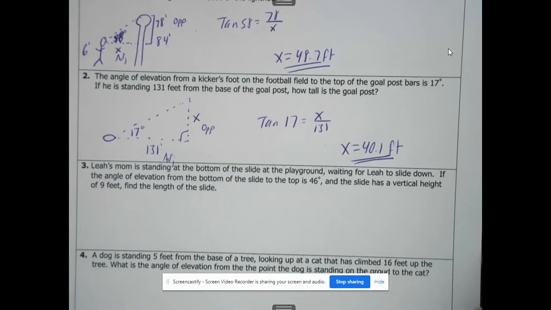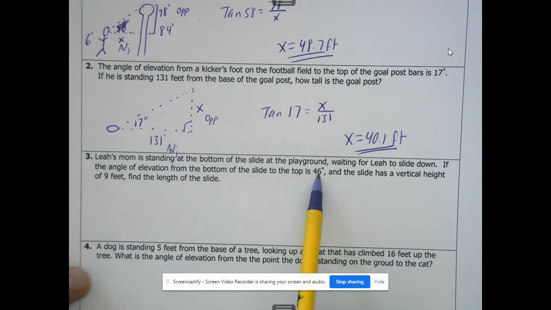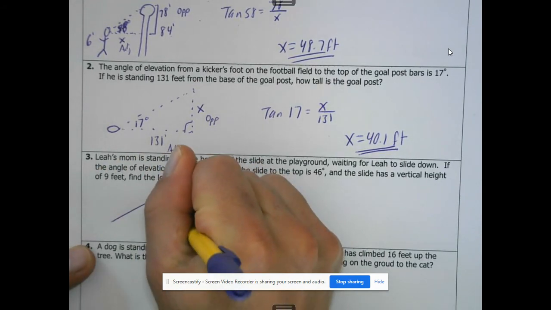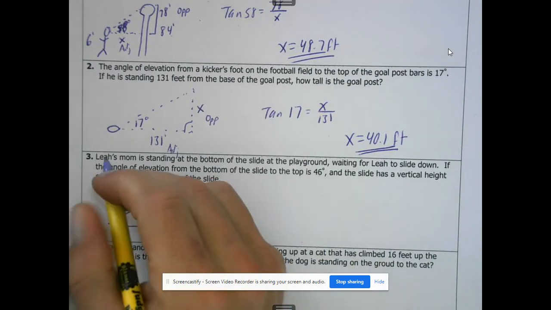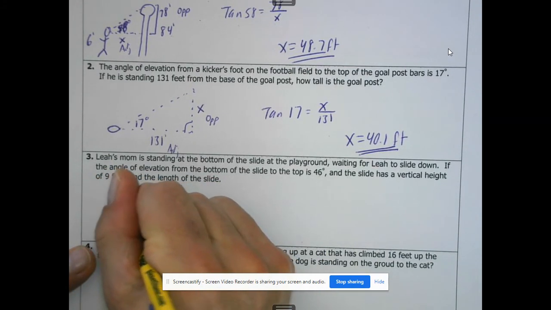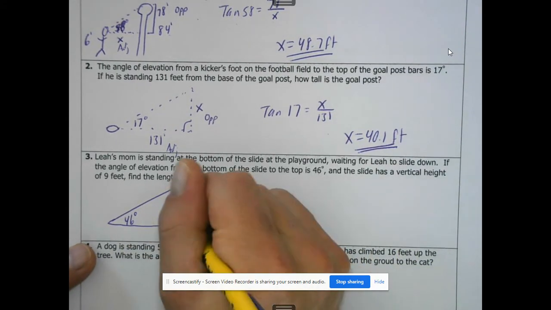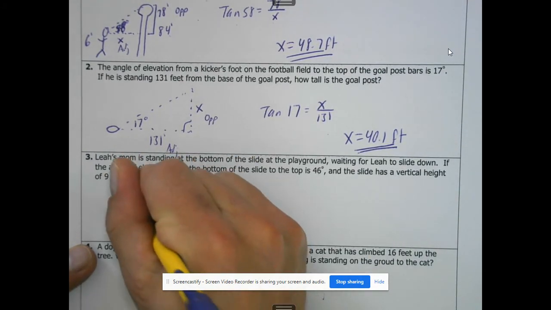Number 3. Lee's mom is standing at the bottom of the slide at the playground, waiting for Lee to slide down. If the angle of elevation from the bottom of the slide to the top is 46 degrees, all right. So let's just kind of draw a slide. Angle of elevation is 46 degrees. The slide has a vertical height of 9 feet. Verticals up and down, 9 feet. Find the length of the slide. I don't know it. Call it X.